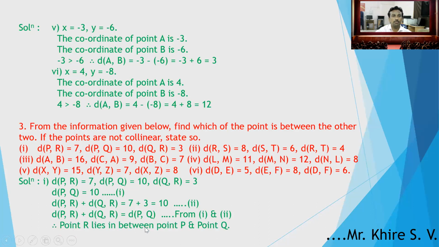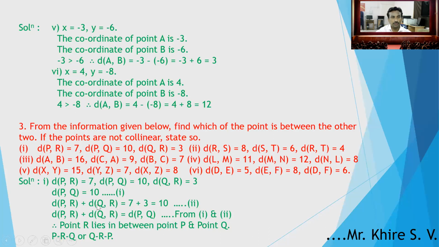Therefore we can say that point R lies in between point P and point Q. Point R, P-R-Q is there or Q-R-P is there. Therefore point R lies in between point P and point Q. Therefore we can write it as P-R-Q or Q-R-P. It means that point R lies in between point P and point Q, or point R lies in between point Q and point P. We can write any one out of these two. Got it?